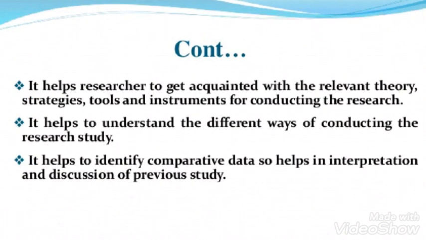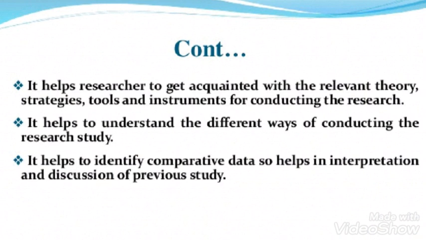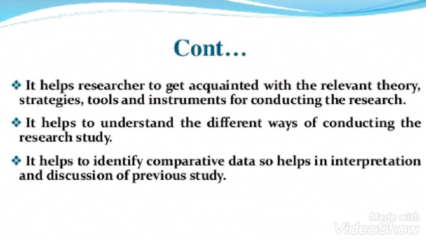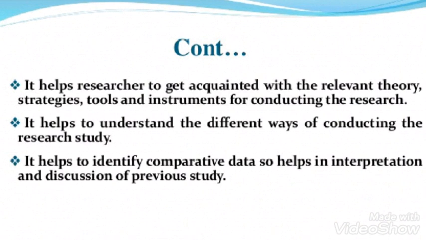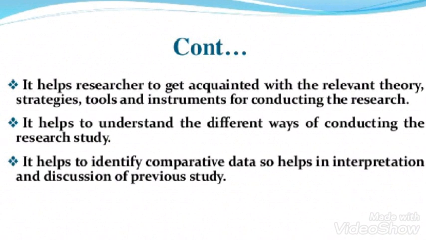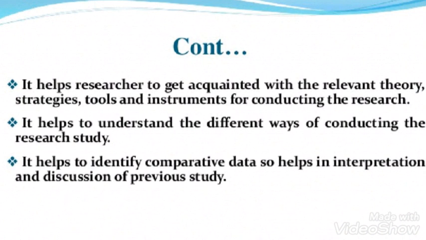Then it helps the researcher to get acquainted with the relevant theories, strategies, tools and instruments for conducting the research. When you are doing a review of literature, it will help you to know certain things such as strategies, tools, instruments used by the researcher. Then accordingly you can plan for your own research based on your review of literature. It helps you understand the different ways of conducting the research study. With the review of literature you can also get an idea of how you can conduct a study, seeing the others' review of studies.